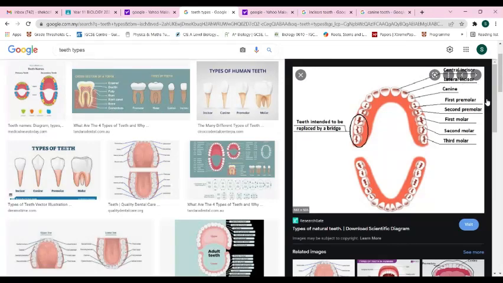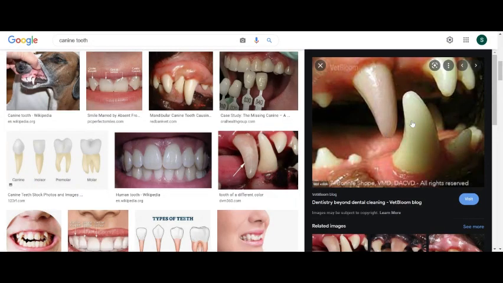For the canine, as maybe you have heard about the cats and dogs, they are called canine. These are very sharp and pointed teeth that are used for tearing apart the flesh of the prey. If I want to show you, we have it, but it's not too sharp. But in other animals that are hunters, like dogs and tiger, you can see these teeth are very sharp and pointed. These are the canine teeth.